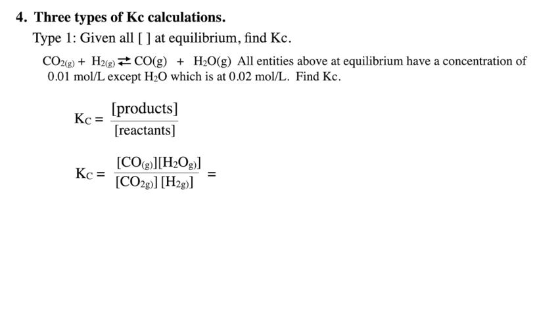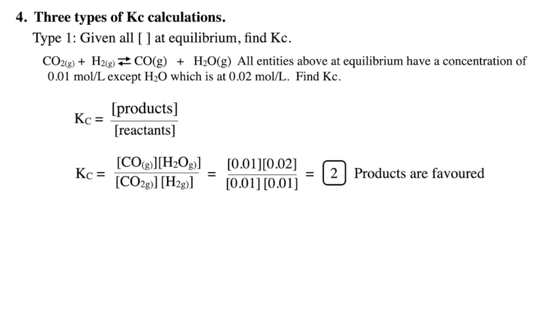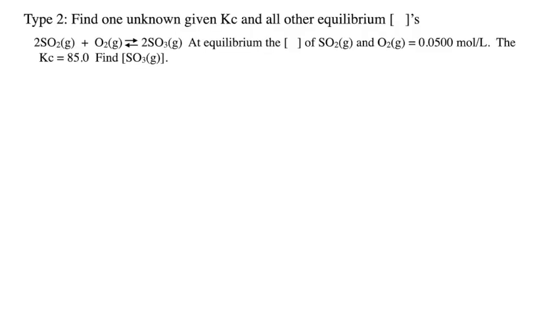There, chemistry's done. Now you're a math student. 0.01, 0.02, plug them in, get 2. Now you're a chemistry student again. What does that mean? That just means it's greater than 1, products are favored. Type 1 is done. That's a type 1 calculation. Easy peasy. Let's look at type 2.